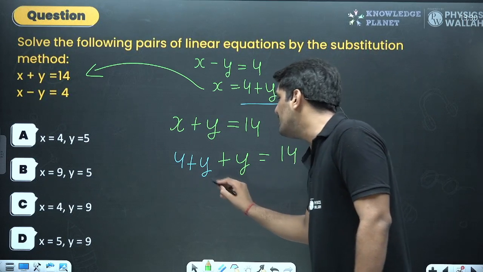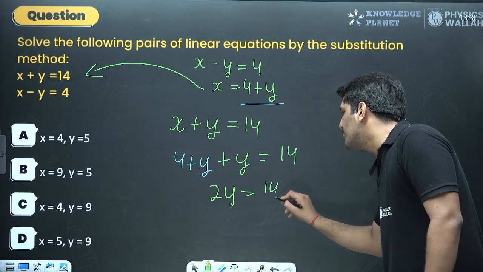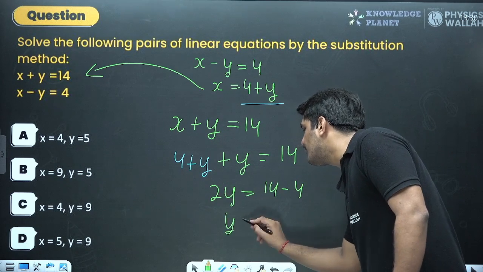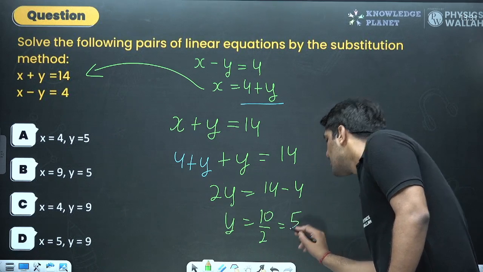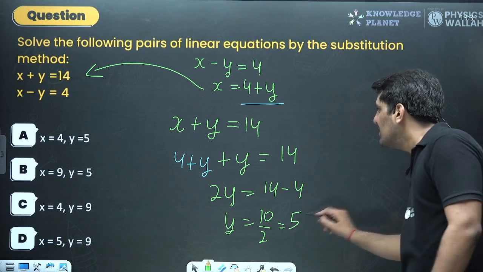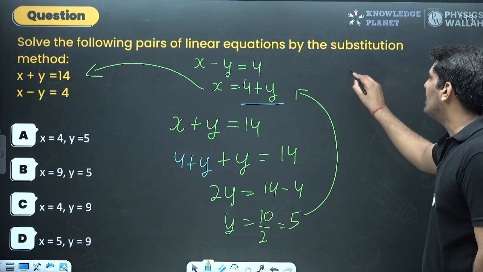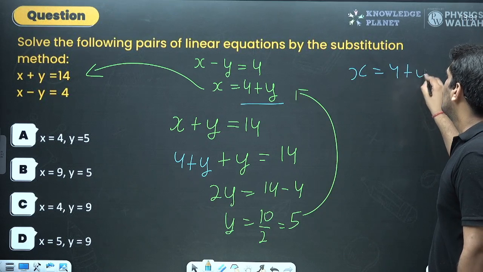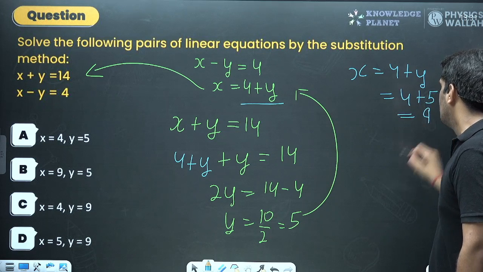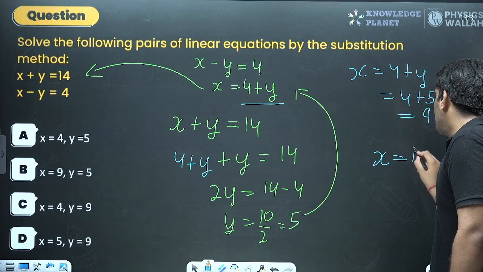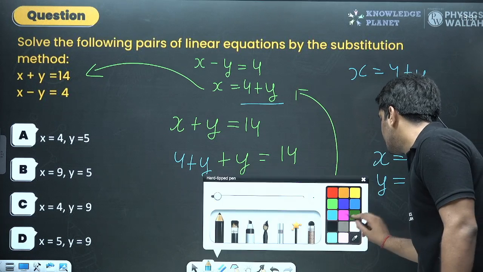So 4 plus 2y equals 14. This 4 goes on the other side, which is 14 minus 4. And from here, the value of y is 14 minus 4, which is 10, divided by 2. And we get 5. The y value is 5. Replace in the x equation. Putting in the x equation, x equals 4 plus y. 4 plus 5 over here, that means we have 9. We have x equals 9 and y equals 5. This is our ultimate solution for this given equation.